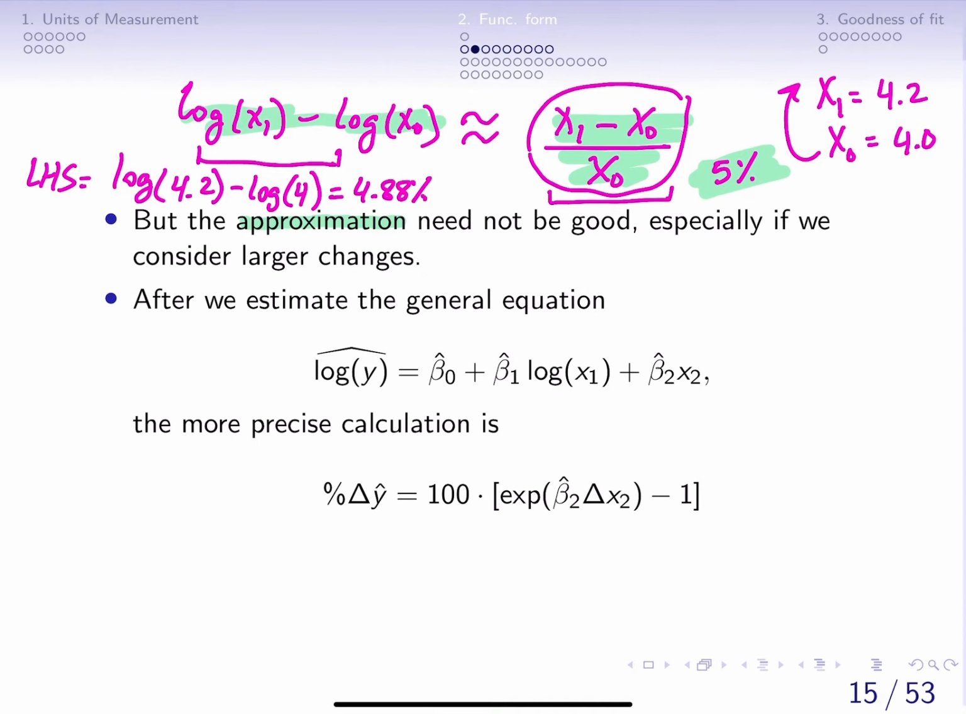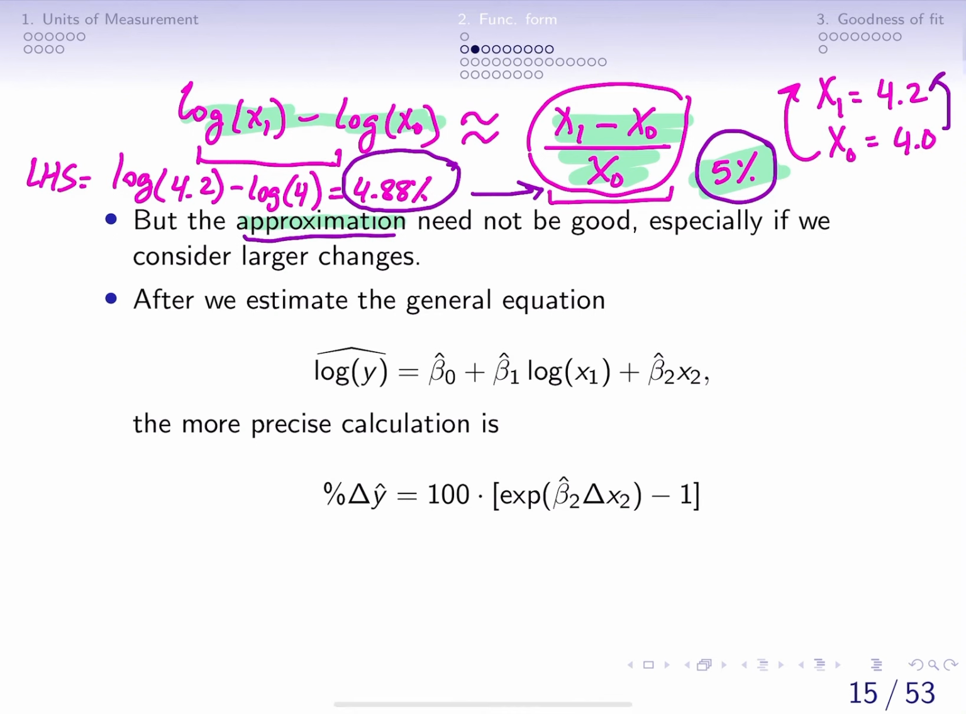So notice this is a more accurate measurement. However, 4.88%, the log approximation, is close to 5%, but it's not the exact estimate. So this is what you want to keep in mind, that logs are only approximations, and as these increases become bigger, those approximations may not hold.